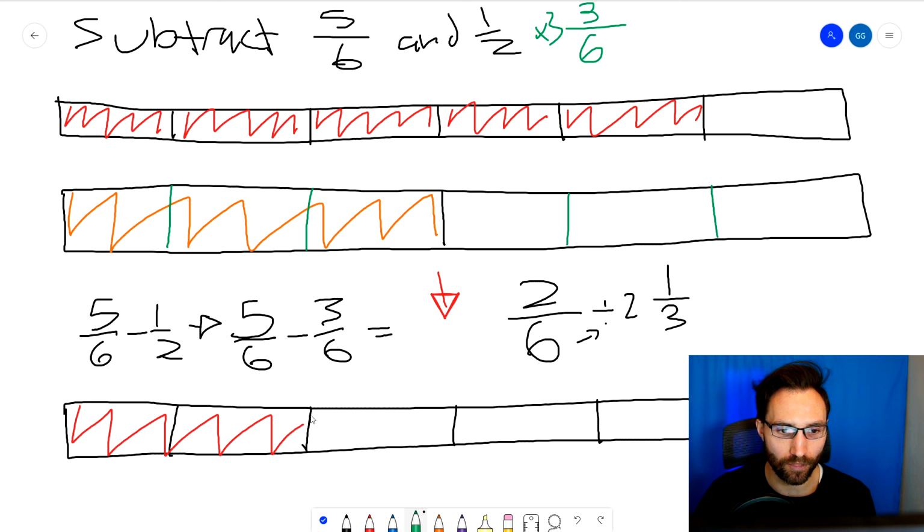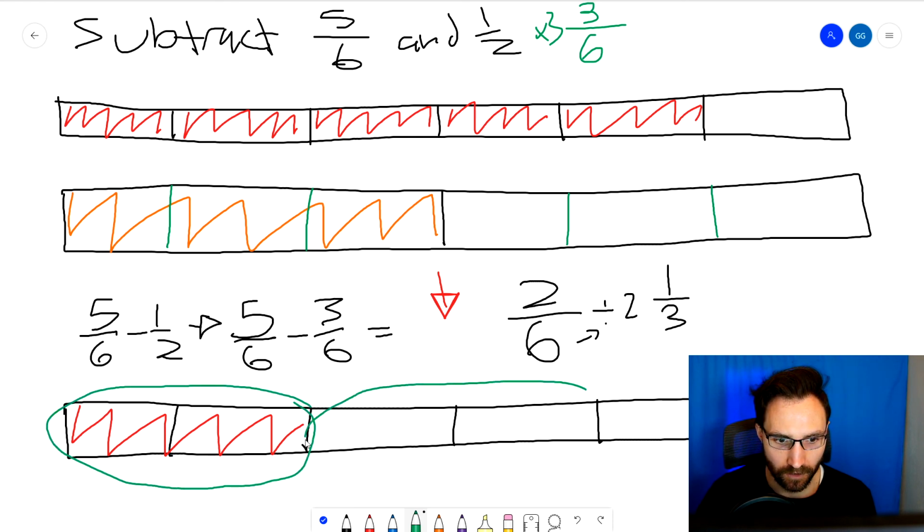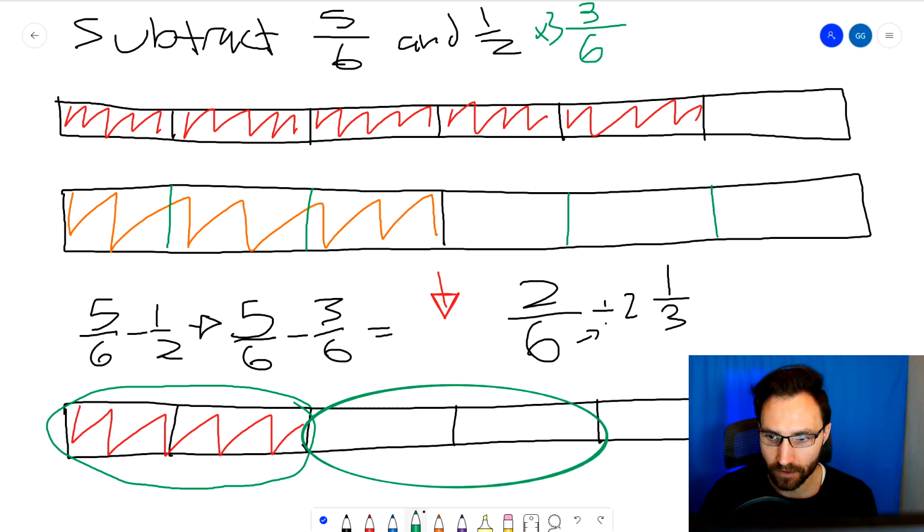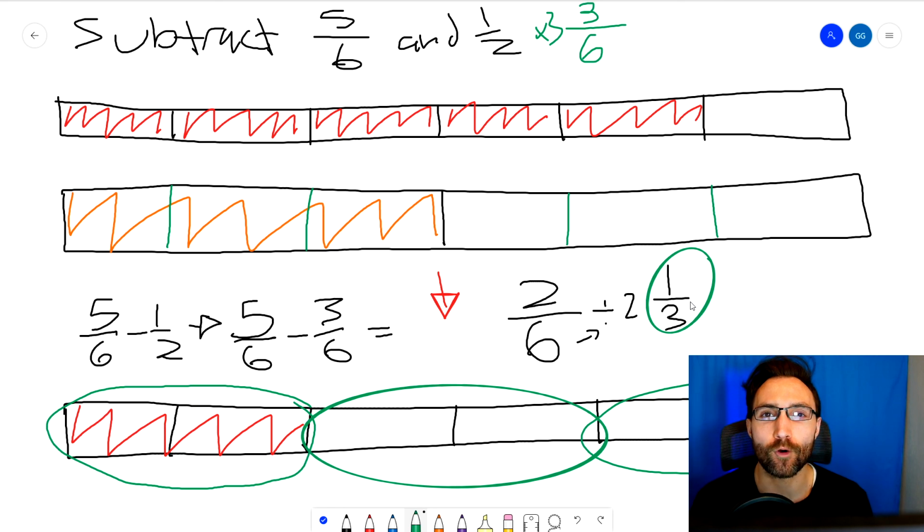3. 1/3. Here is a group of 2. Here is a group of 2. And here's the third group of 2. And this one is all filled in. 1, 2, 3, 1/3. So that will do it for lesson 2 and chapter 7.